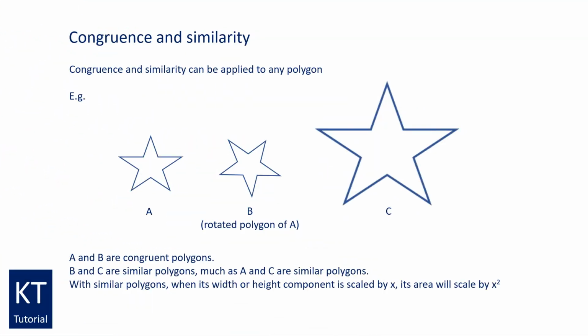Congruence and similarity is not just limited to triangles and can be expanded to any polygon. As in the example, A and B are congruent polygons. B and C are similar polygons, much as A and C are similar polygons. With similar polygons, when its width or height component is scaled by x, its area will scale by x squared.